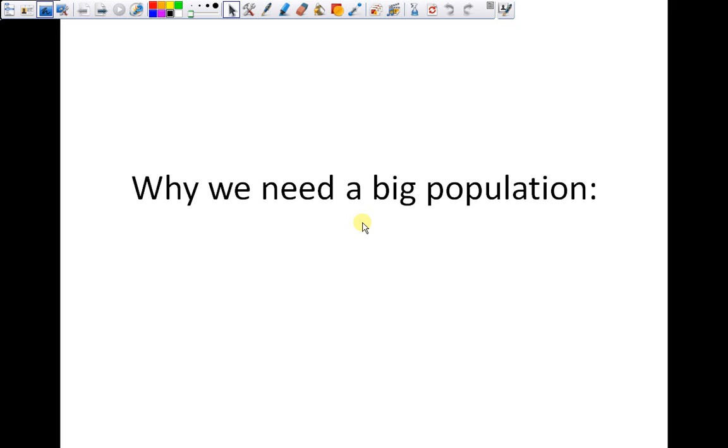When we're doing inference, either a confidence interval or a hypothesis test, one of the conditions that we have to check if we're trying to generalize to a population is that we need a big population. So I want to explain first of all why we do that and how we'll check for that.